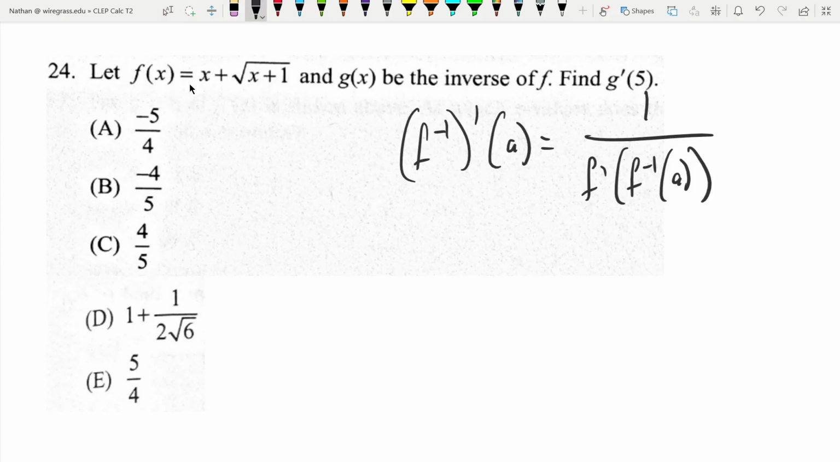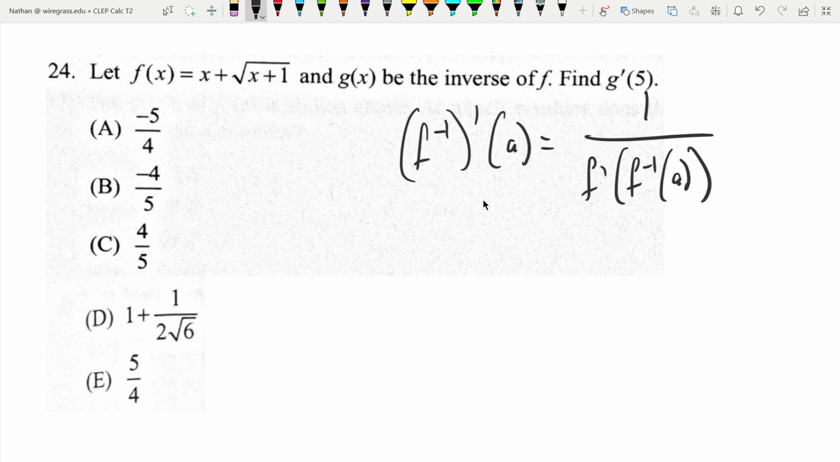All right, we have the function f of x is x plus the square root of x plus 1, and g of x is the inverse of f. Find g prime of 5. And I have written down here the formula that relates inverses and derivatives of a function.